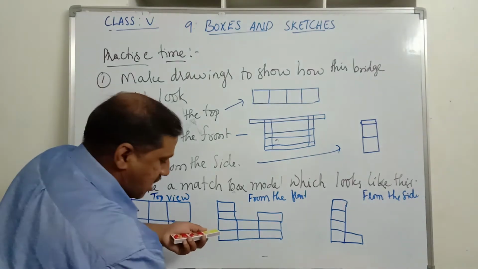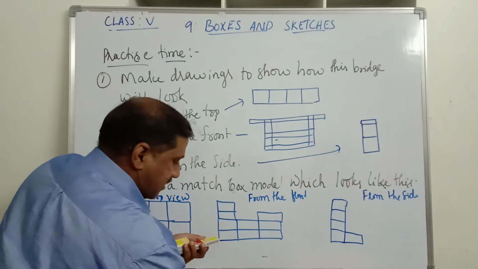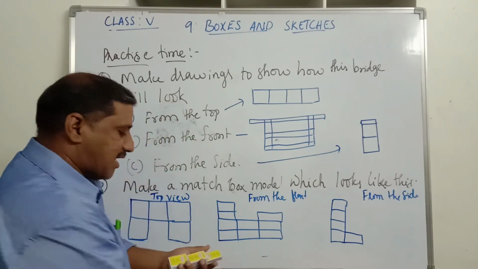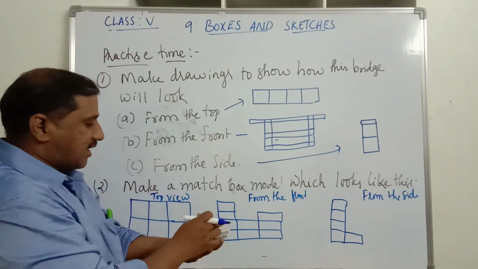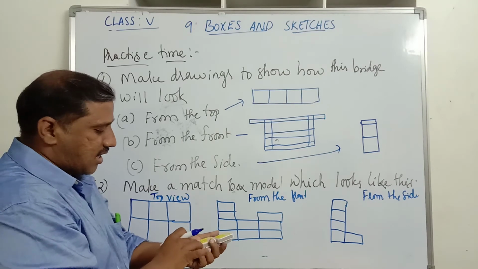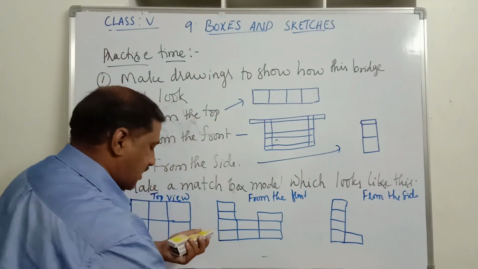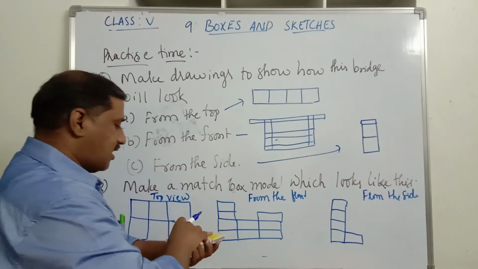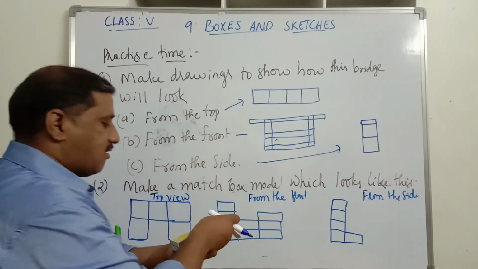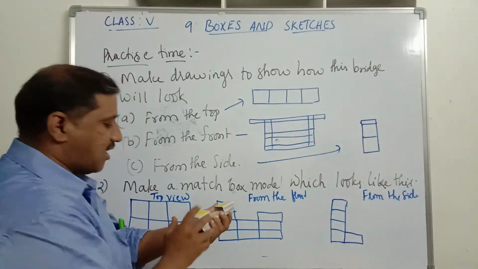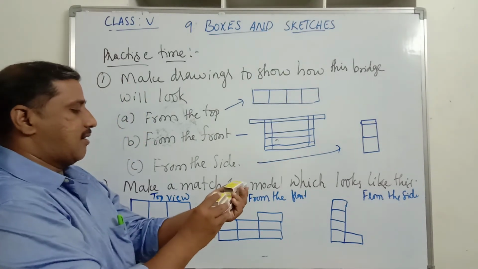Front view is there, and like this you place six matchboxes. If you place six matchboxes, you will get two rows, and again if you place two more of these, what will we get? The front view of that bridge like this. Now you see here.